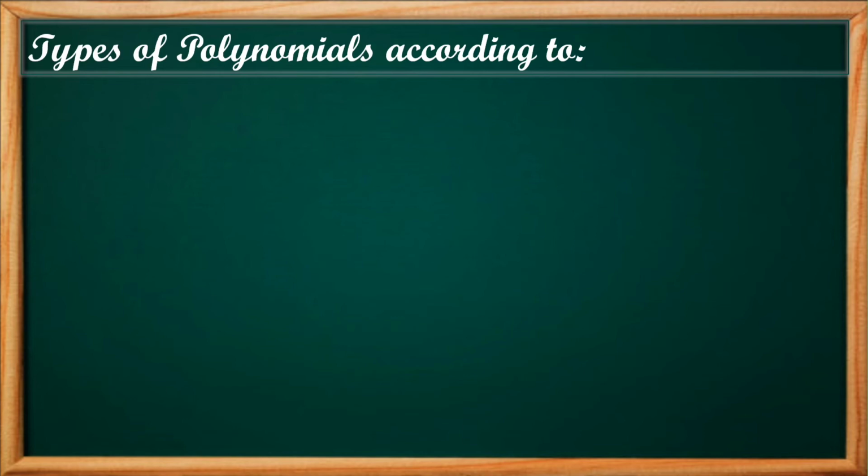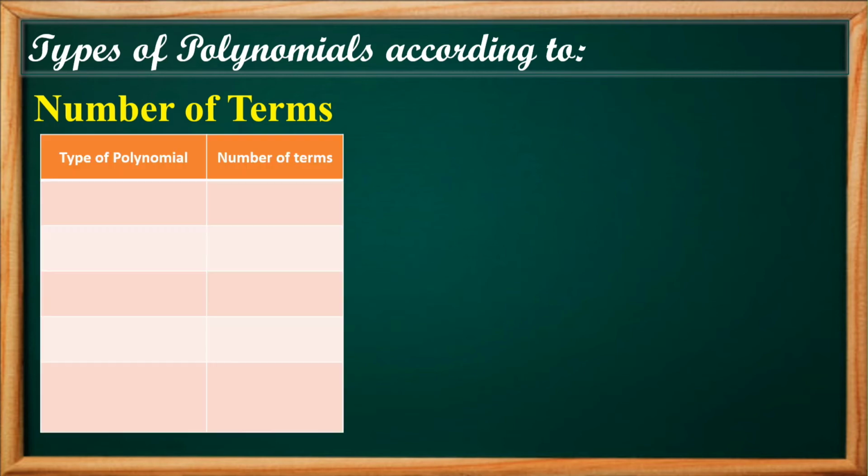Ang polynomial ay may kanya-kanyang pangalan. Okay, tulad mo, tulad ko, tulad ng iba dyan, may mga pangalan. Kahit ang aso na alaga ninyo ay may pangalan. The same ang polynomial. Meron siyang pangalan, pero may conditions. Okay. There are types of polynomials according to the number of terms. Okay, ang tawag dyan, number of terms. Bibilangin natin yung terms ng algebraic expression or ng polynomials.